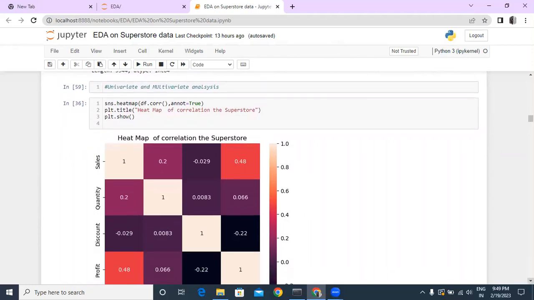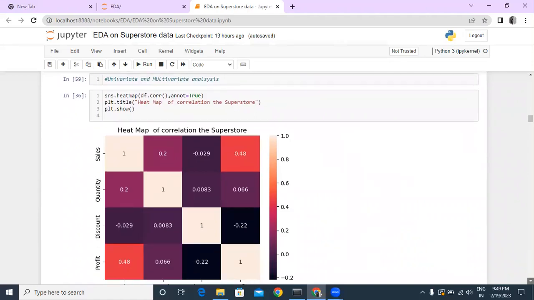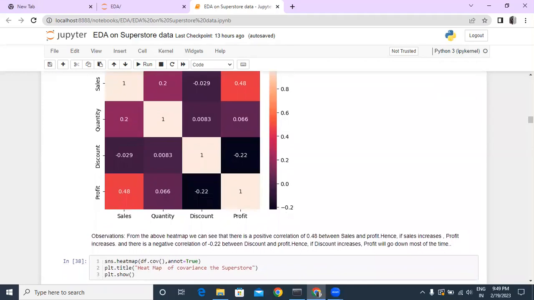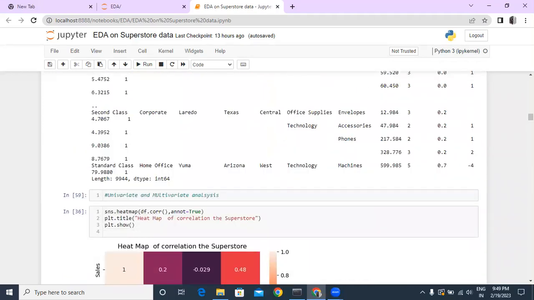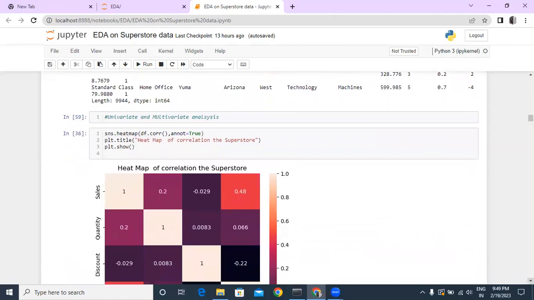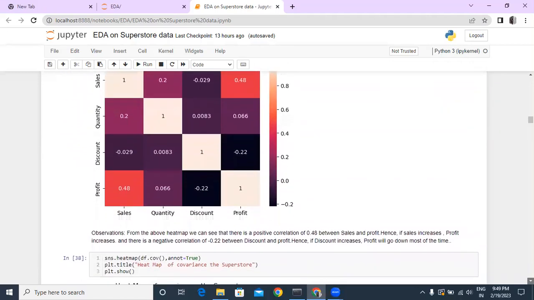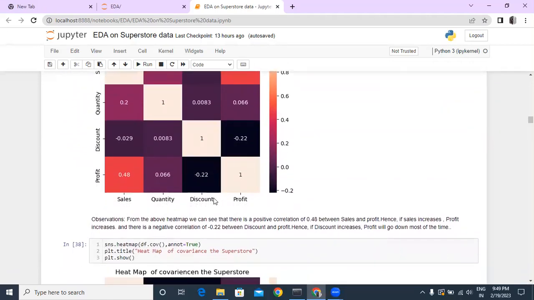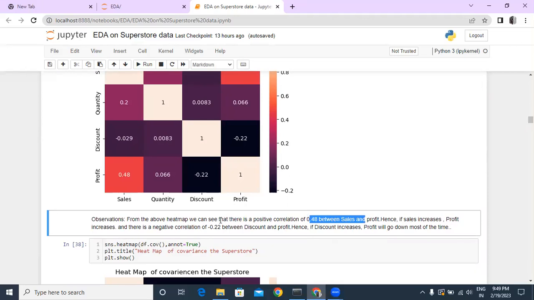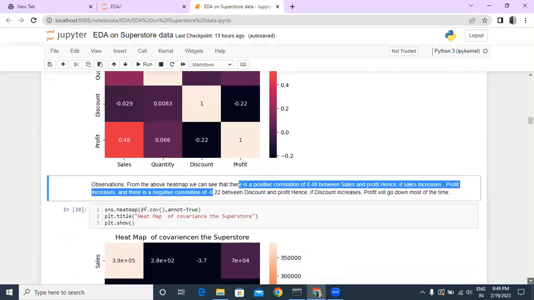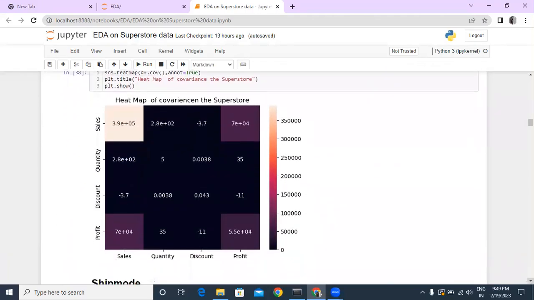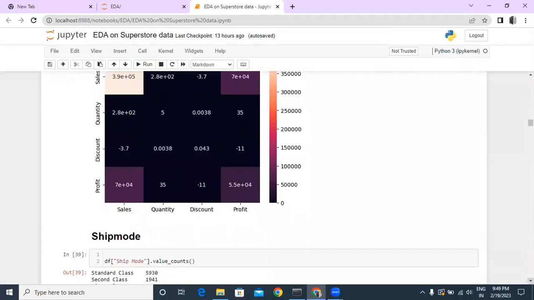First of all, we have plotted the heat map of the correlation, as we have found out with the corr function. Using the corr function, the similar analysis we can see from this heat map, the visualization of that correlation over here. We can observe from this heat map that there's a positive correlation between the sales and the profit, and negative correlation between discount and the profit. So this was the heat map for the correlation, and again we have visualized the covariance also using the same, and here's a heat map.